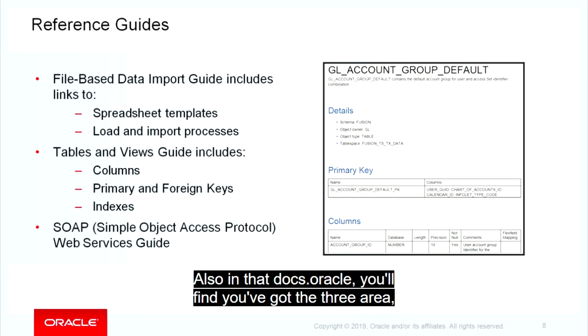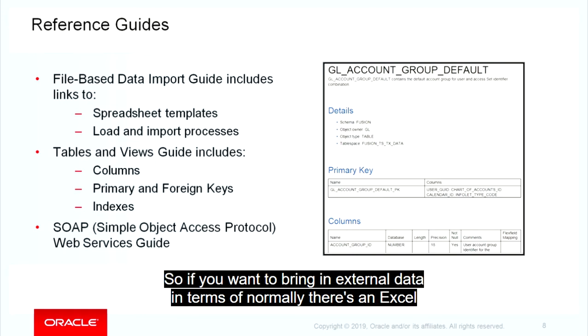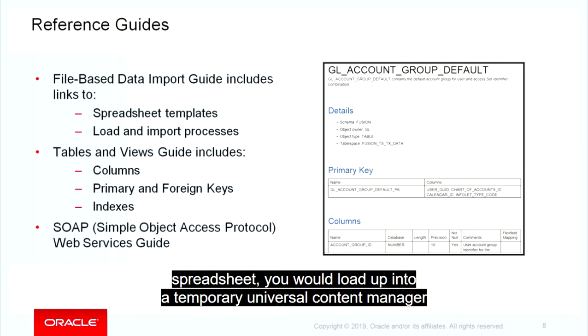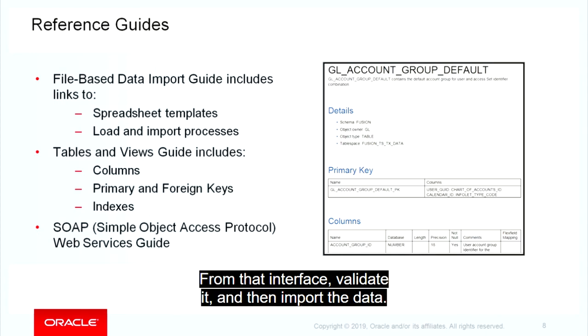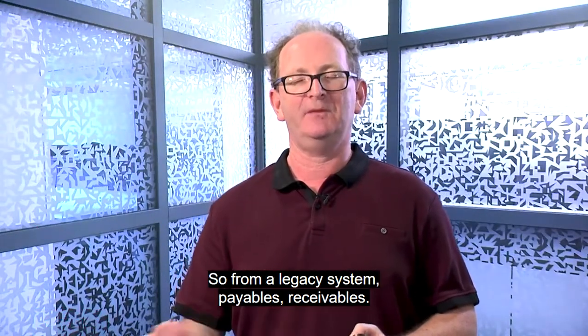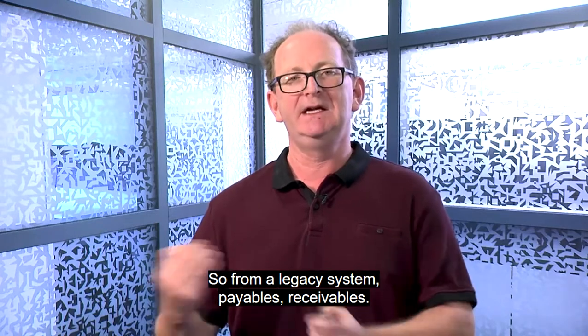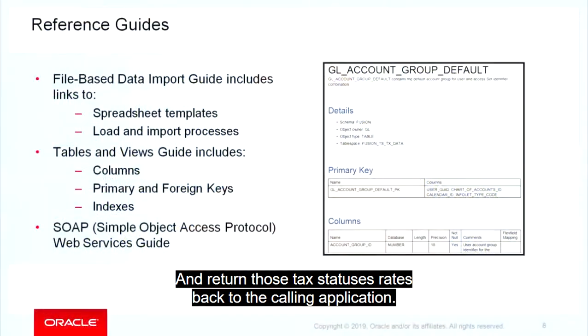Also in that docs.oracle, you'll find you've got the four areas if you include the REST services. So you've got your file-based data import. So if you want to bring in external data, normally there's an Excel spreadsheet, you would load that into a temporary Universal Content Manager interface. From that interface, validate it and then import the data. In terms of the tax, you could bring in external transactions, so from a legacy system, payables, receivables, and get the cloud tax engine to calculate taxes and return those tax statuses and rates back to the calling application.